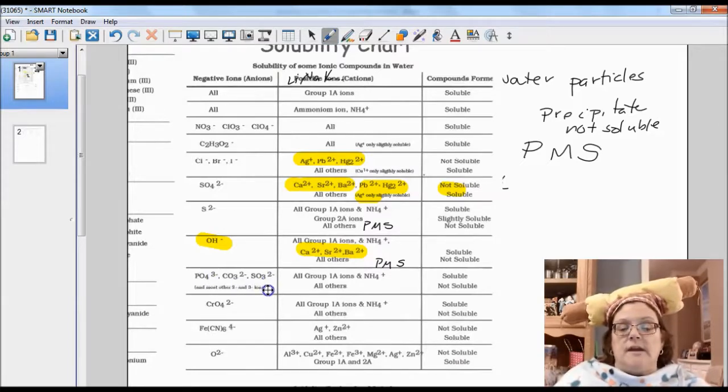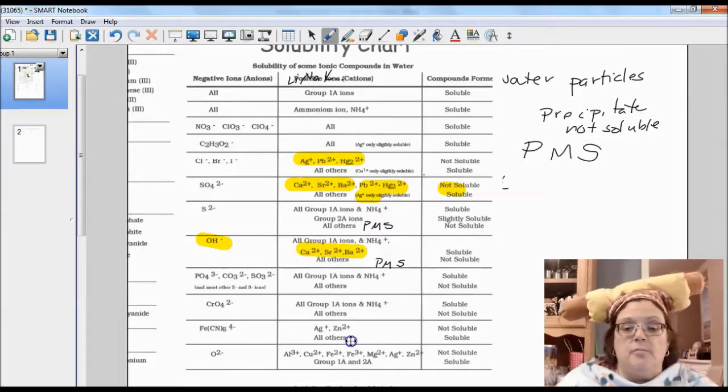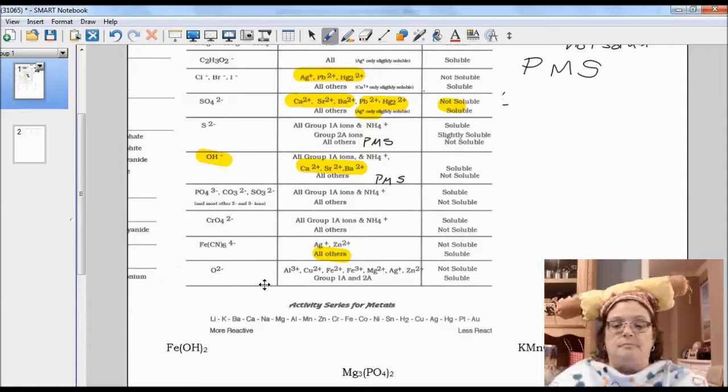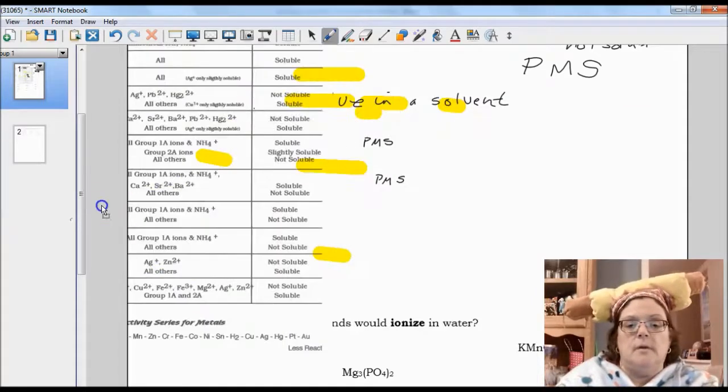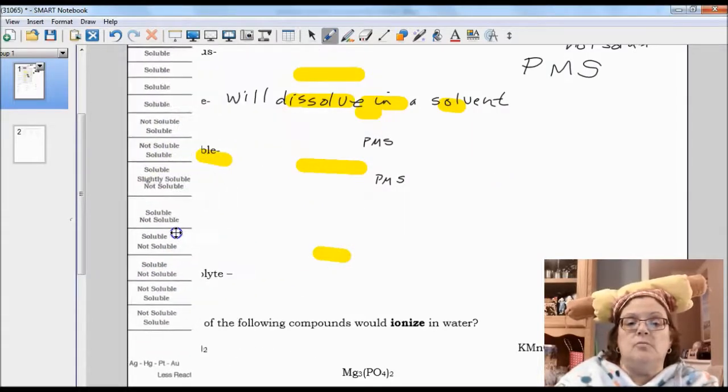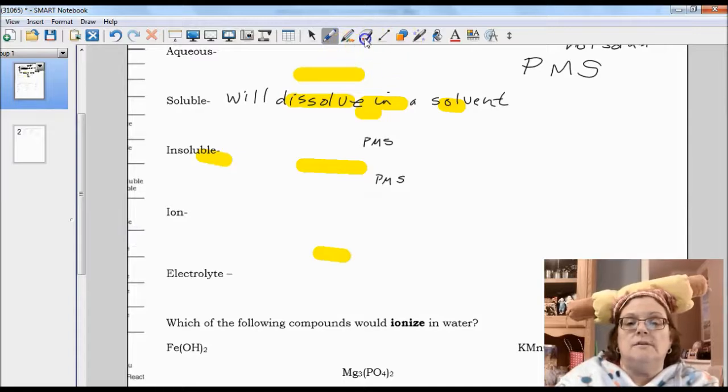Phosphates, carbonates, sulfites, excuse me, only group 1A and ammonium. Chromates, only group 1A and ammonium. Ferrocyanide, everybody's soluble, oops, I lied, except for silver and zinc, amazingly enough. And oxides, group 1 and 2A are soluble, everybody else not soluble. Oh, and look, here's your activity series at the bottom that we talked about in our last video. All right, let me get that out of here. So that is the tool that we use to determine what will be soluble and what will not.